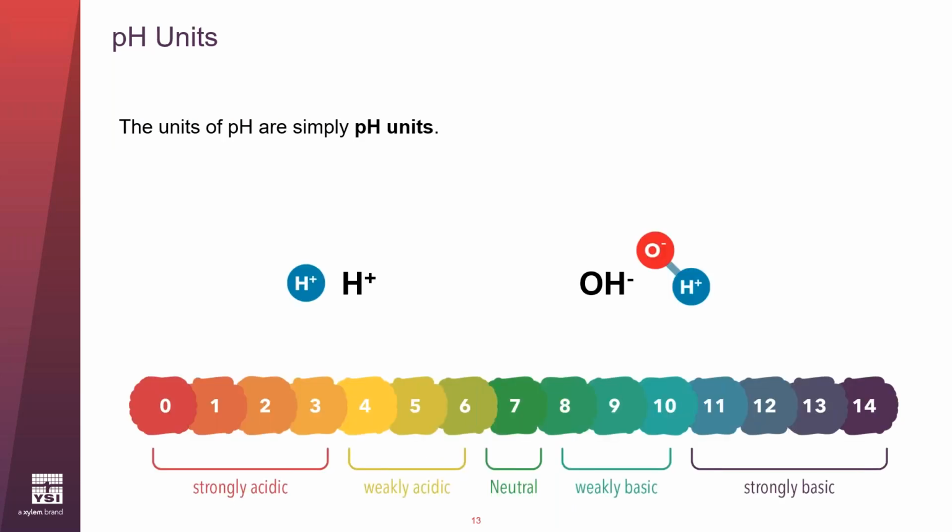Let's talk about pH units. Units of pH are simply called pH units. They don't have a fancy name beyond what they're already called. Pure water has a pH of 7. Anything under is an acid. Anything over is a base. This chart shows us that scale. Once again, the more hydrogen ions we have in solution, the more acidic our solution will be.